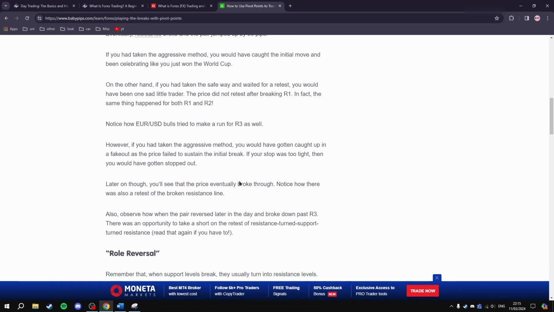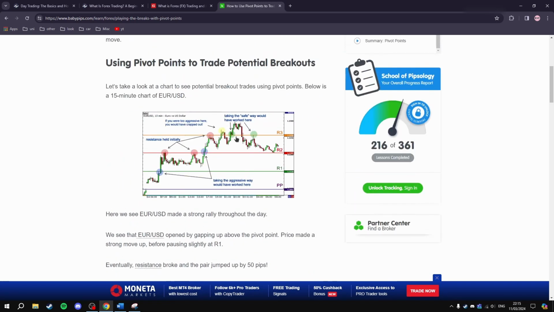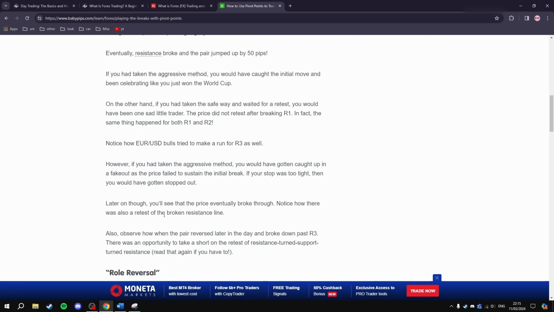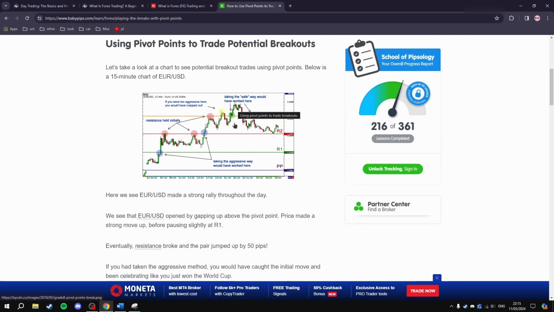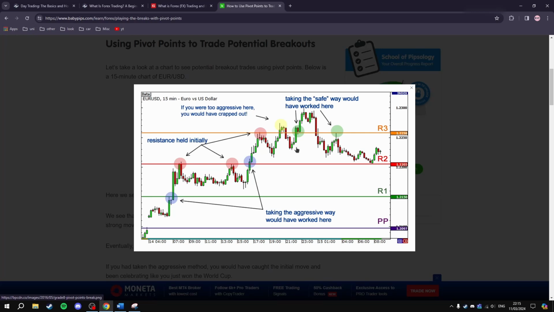Later on though, you'll see that the price eventually broke through, so that was here, this bit here. Notice how there was also a retest of the broken resistance line, which was the retest I think is here, so go like that. Yeah, it's that one there.